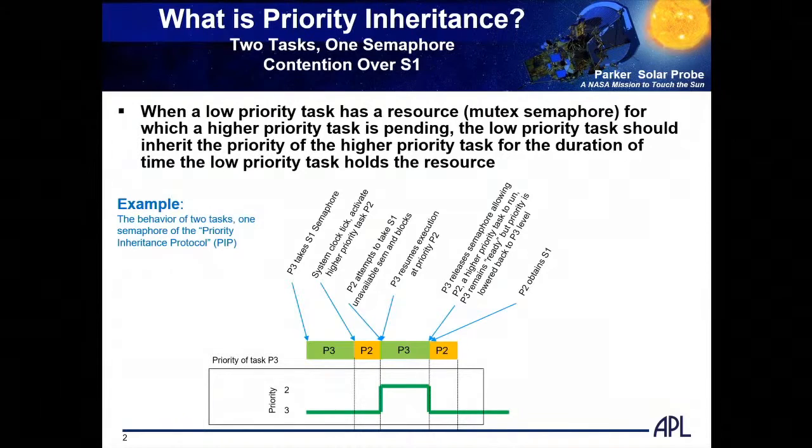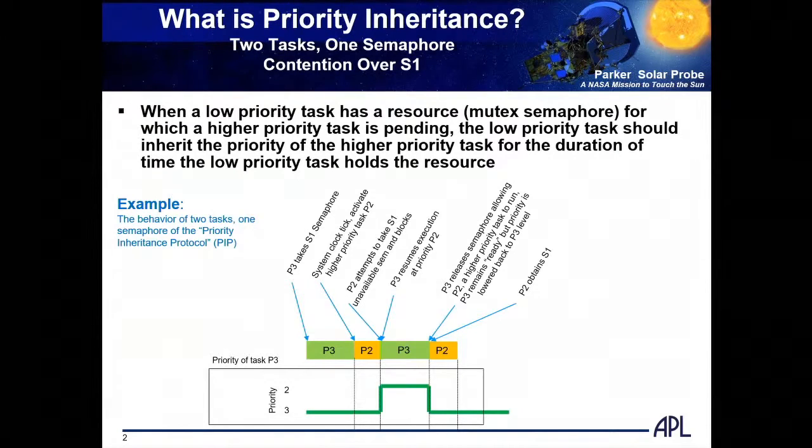But essentially, it's when a low priority task has a mutex semaphore that a higher priority task is waiting on. So what we believe should happen is that the lower priority task's priority should be elevated so that it can get done quickly, release that semaphore and that resource, and let the higher priority task run. And here's just an illustration of that.